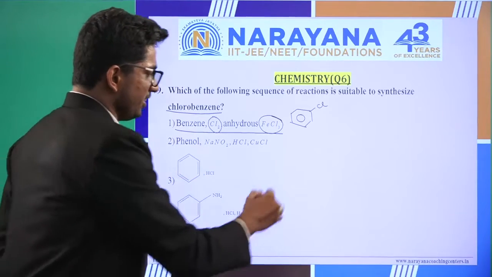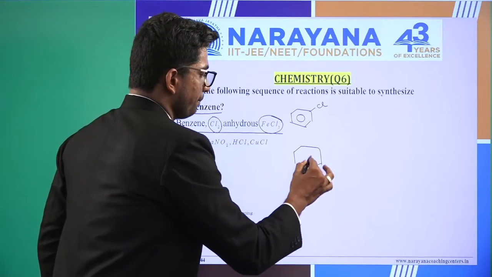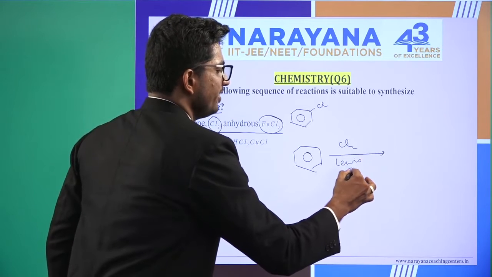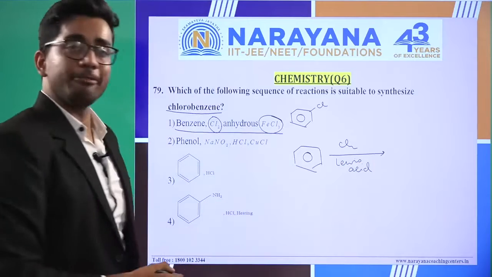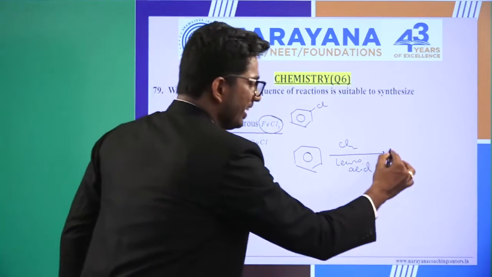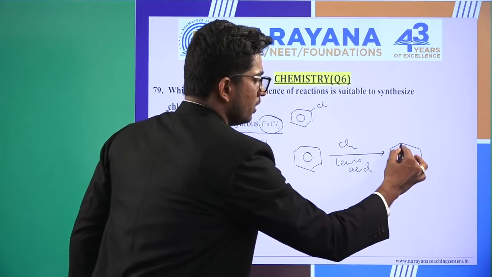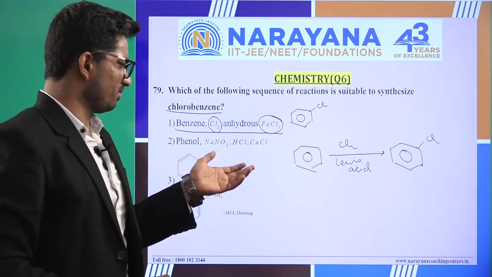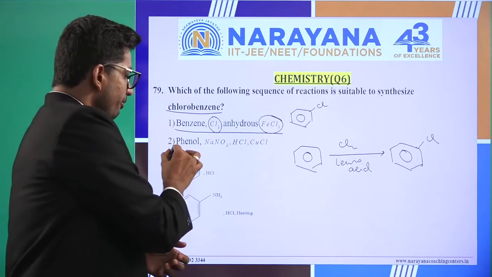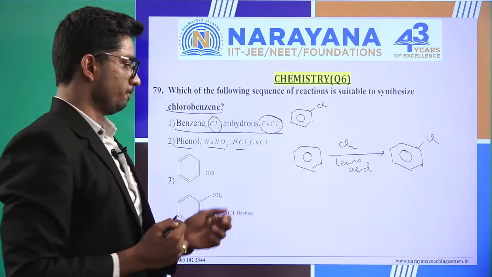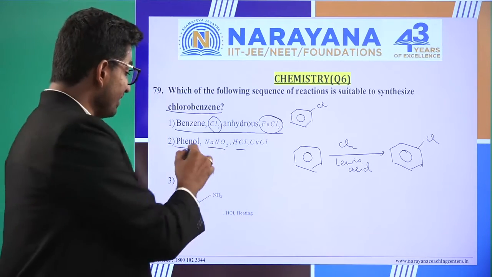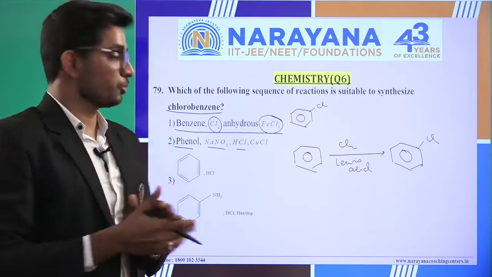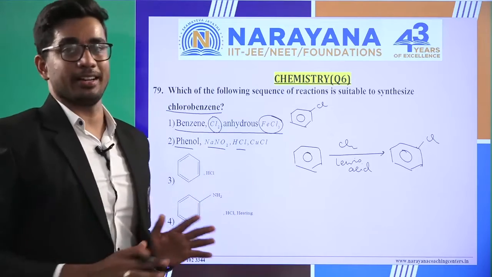So here we have benzene, and we take chlorine with some Lewis acid. Here the acid is FeCl3, ferric chloride. So that is definitely going to give you chlorobenzene. So that is correct. That seems to be the right method. Let's check another one. Phenol with NaNO2, HCl and then CuCl. No. Phenol with NaNO2. No. If you want to prepare a diazonium ion, then it should have been aniline. So this cannot be correct.